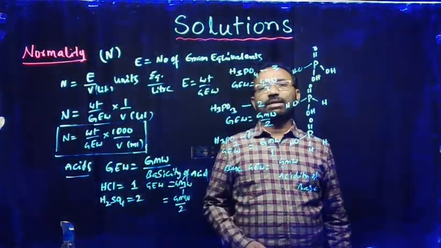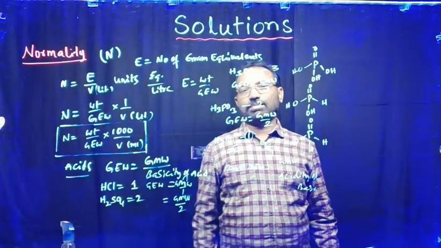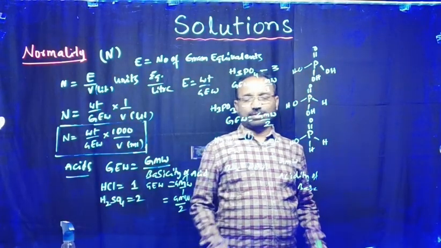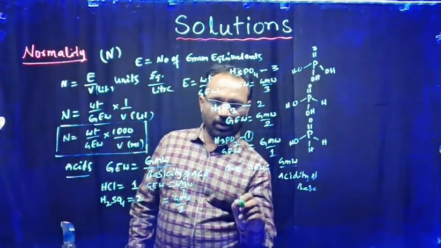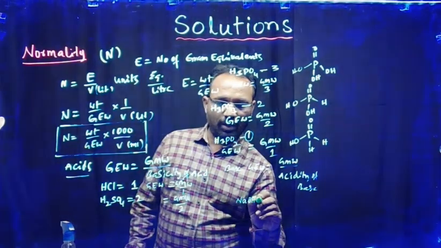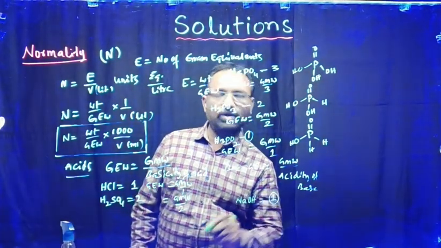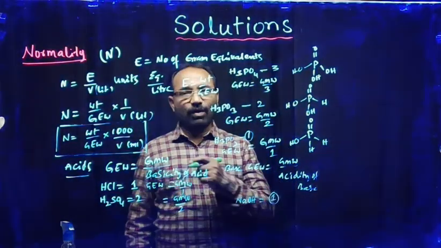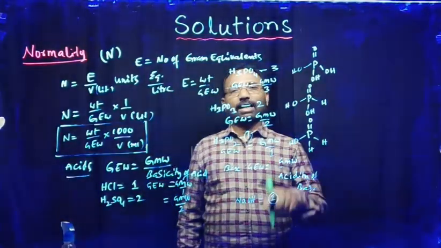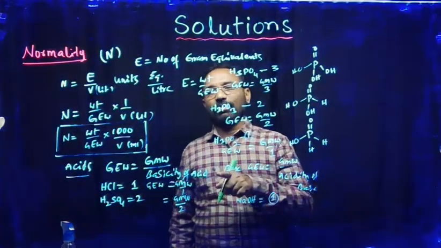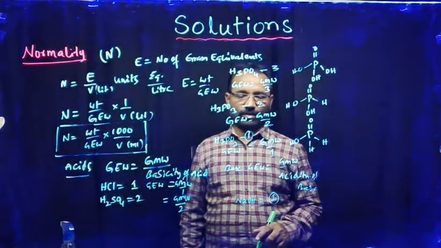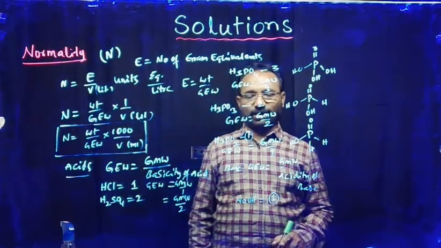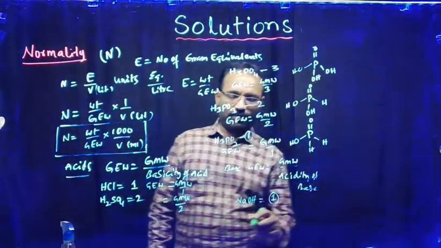Here, acidity of a base means the number of replaceable OH groups present in one molecule of the base. For example, take NaOH. In NaOH the number of replaceable OH groups is 1, or we can say one molecule of NaOH reacts with one molecule of the monobasic acid HCl. Only one replaceable OH group is there, therefore its acidity is 1.